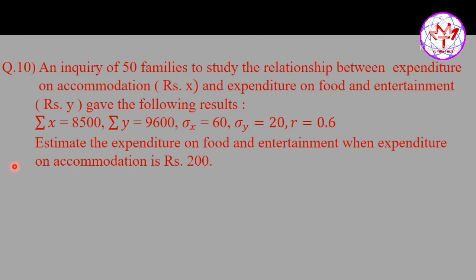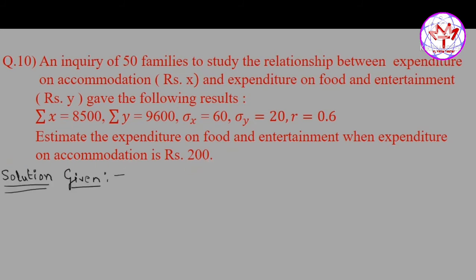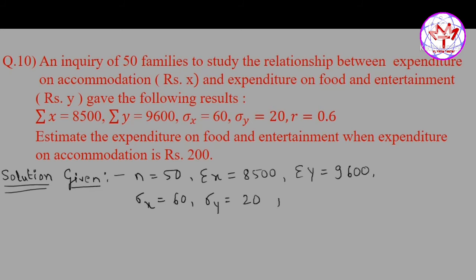So as usual, first let us write what is given. See, an inquiry of 50 families. That means n is equal to 50. Correct? Then given summation x is equal to 8,500. Then summation y is equal to 9,600. Then sigma x is equal to 60. Sigma y is equal to 20. And R is equal to 0.6.